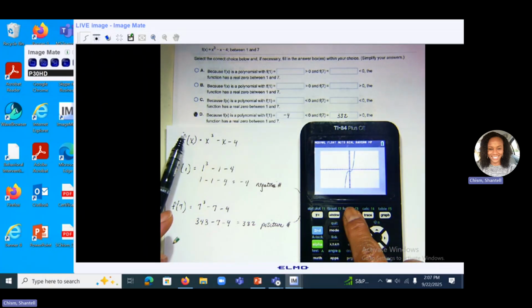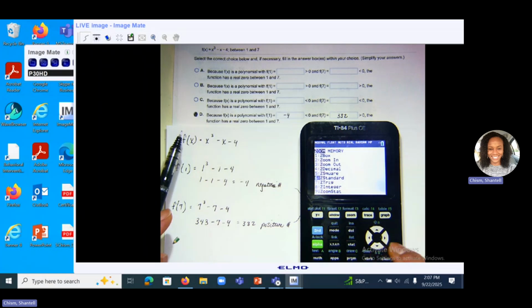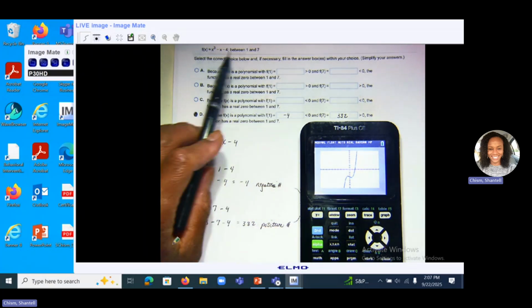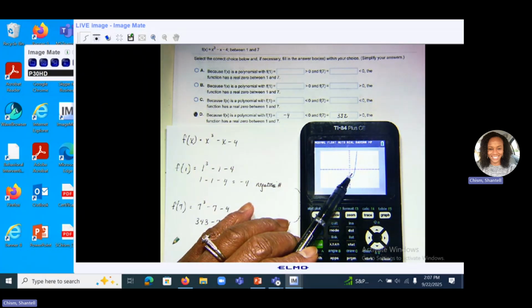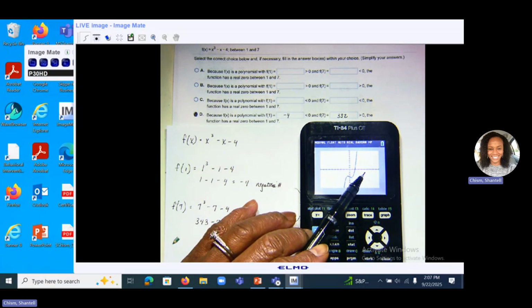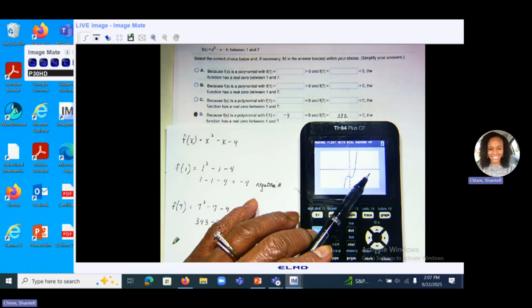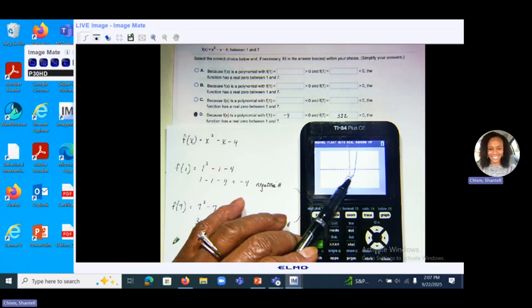And I may even just go to the standard window now. So what this means is somewhere between 1 and 7. Look, here's 1, and then 2, 3, 4, 5, 6, 7. So here's 7 down here. Somewhere between 1 and 7, the function has a sign change.